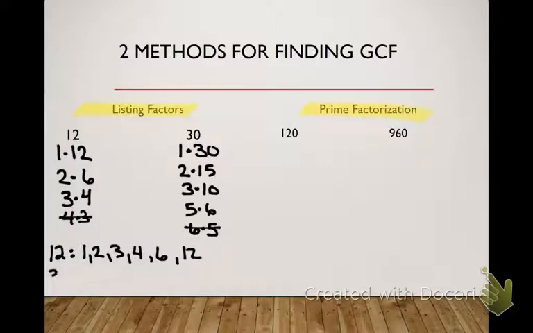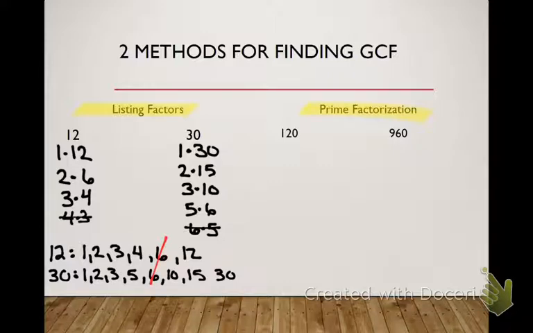And for 30, 1, 2, 3, 5, 6, 10, 15, and 30. So if I'm trying to find the greatest common factor and I have listed my factors in this way, all I have to find is the largest number that is a common factor between the two of them. And what number do you see? 6. You see a 6, okay?